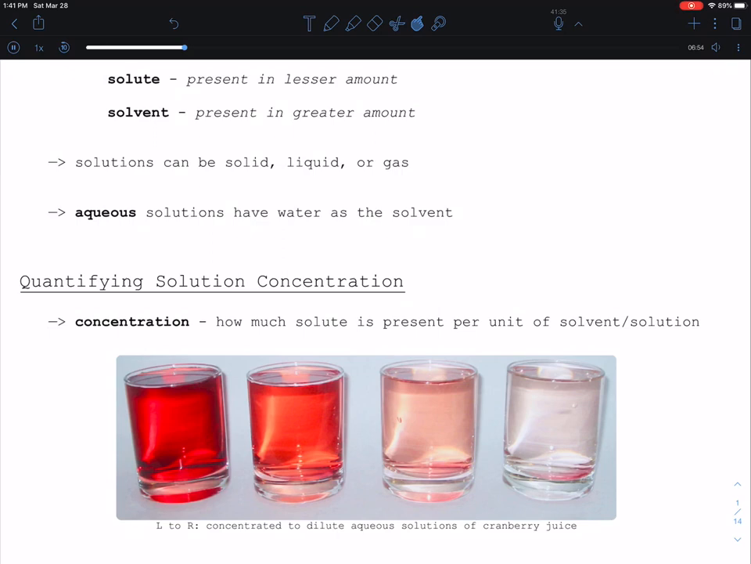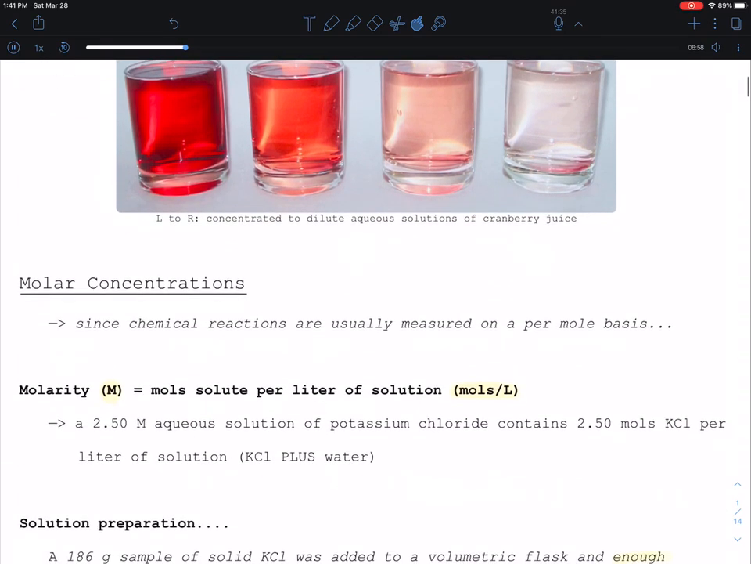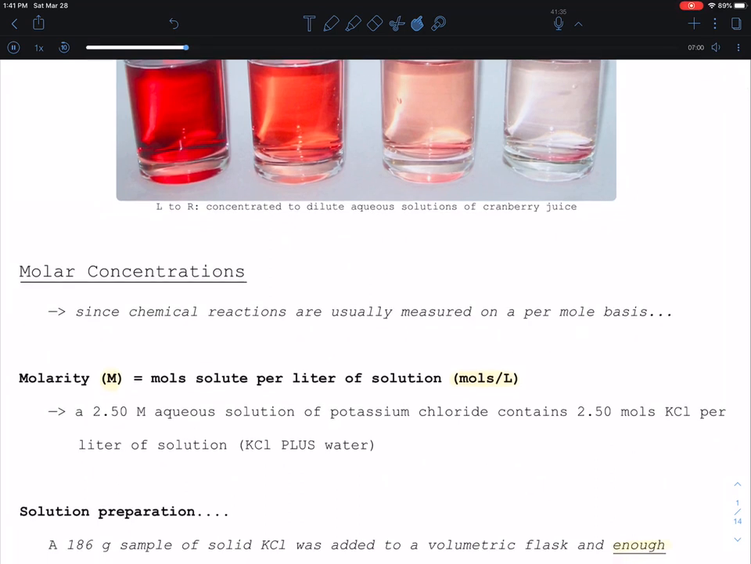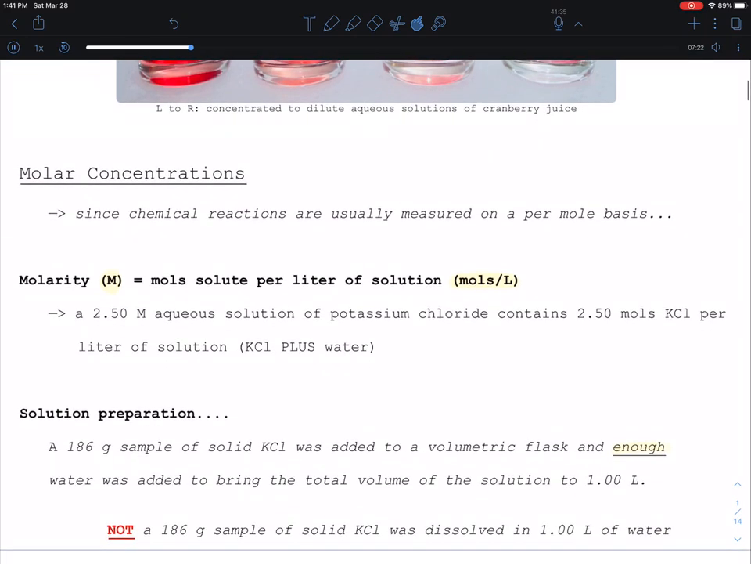But how do you measure that? How do you actually quantify the solution concentration? We're going to start with our molar concentrations, because usually, at least in this class, our chemical reactions are going to be measured on a per mole basis, right? Sometimes they're measured per mass, and we'll get into that. But right now we're going to start out with something called molarity. The molarity of a solution is a measure of its concentration on a per mole basis.